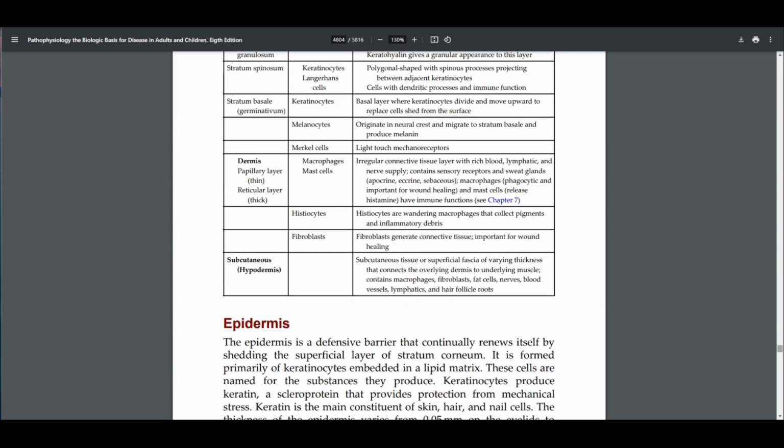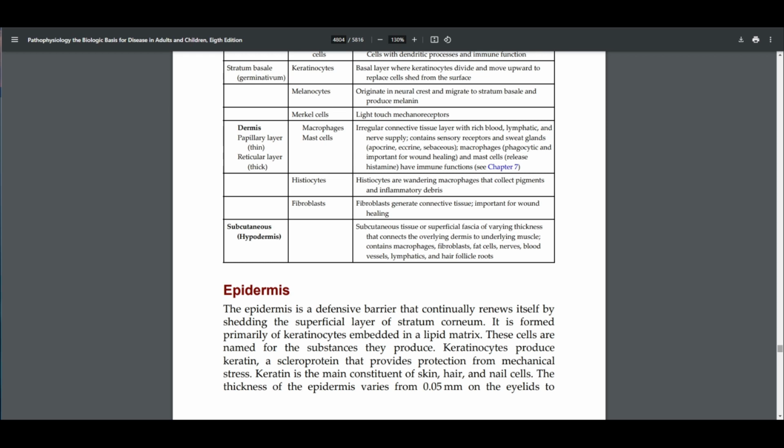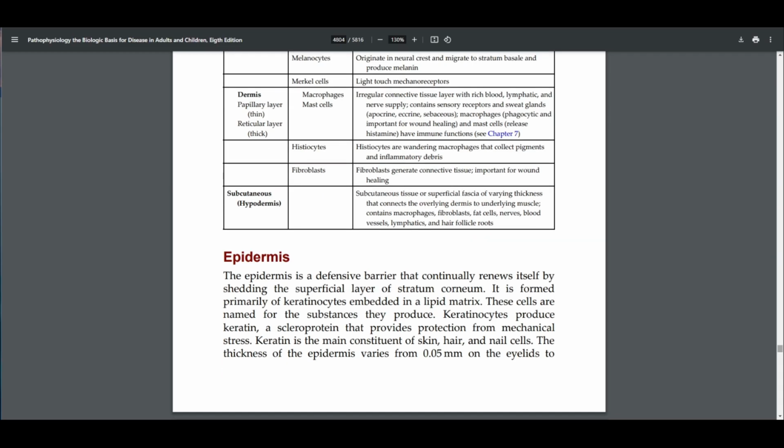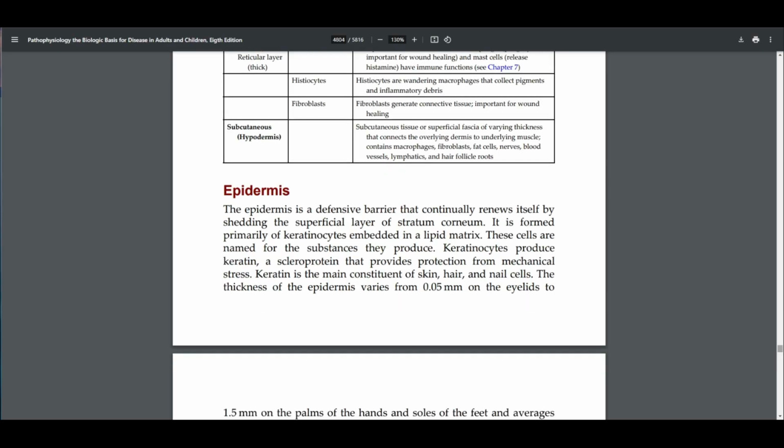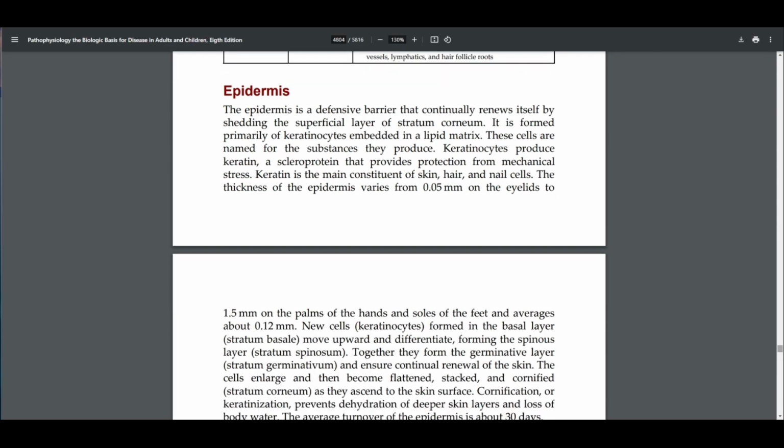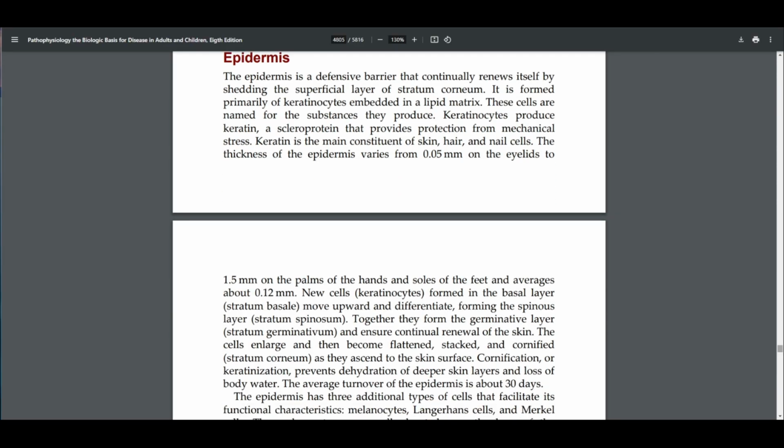The epidermis. The epidermis is a defense barrier that continually renews itself by shedding the superficial layer of stratum corneum. It is formed primarily of keratinocytes embedded in lipid matrix. These cells are named for the substance they produce. Keratinocytes produce keratin, a scleroprotein that provides protection from mechanical stress. Keratin is the main constituent of skin, hair, and nail cells.